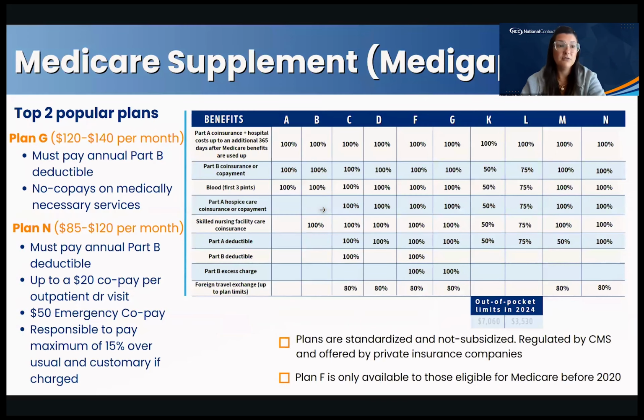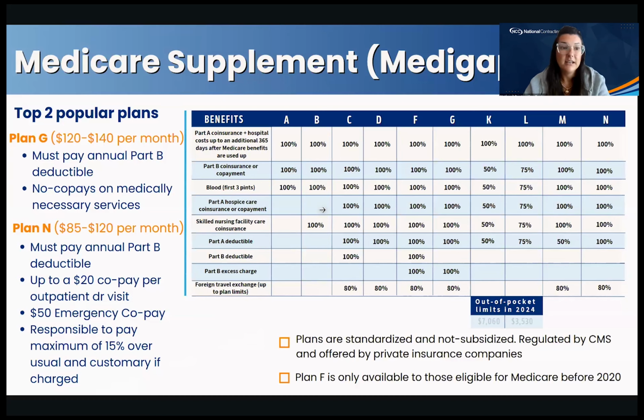Okay, so again, here's our Medigap chart, which we went over last week. And Plan G, it's anywhere from $120 to $140 a month. Typically, folks pick between G or N. Plan N's anywhere from $85 to $120 a month. So these are typically the two that you're going to come across. You will come across Plan F if you turned 65 or became Medicare eligible, red, white, and blue Part A and B, before 2020, you can only enroll in a Plan F. If you turn 65 after that, you have to enroll in a Plan G.